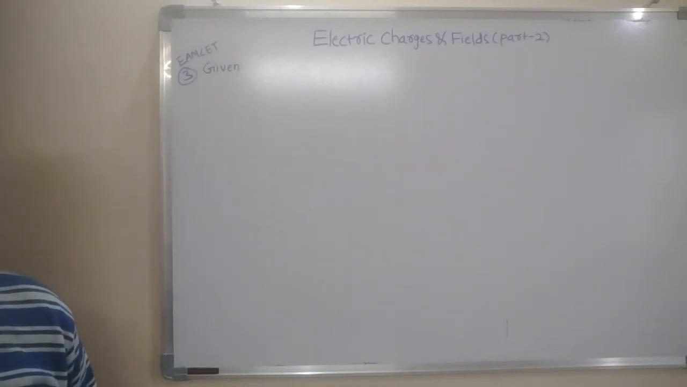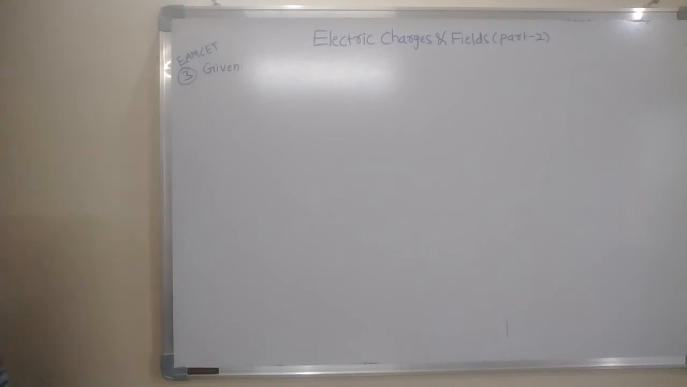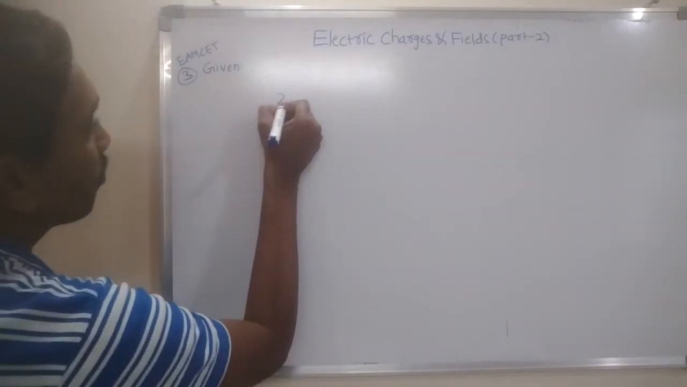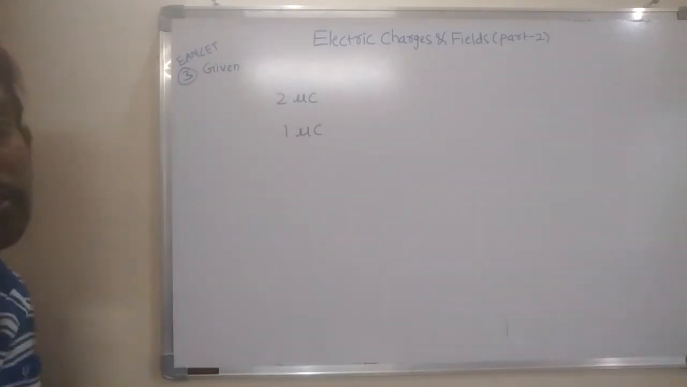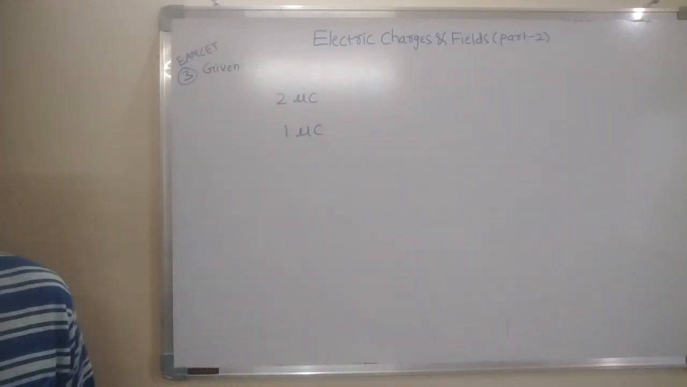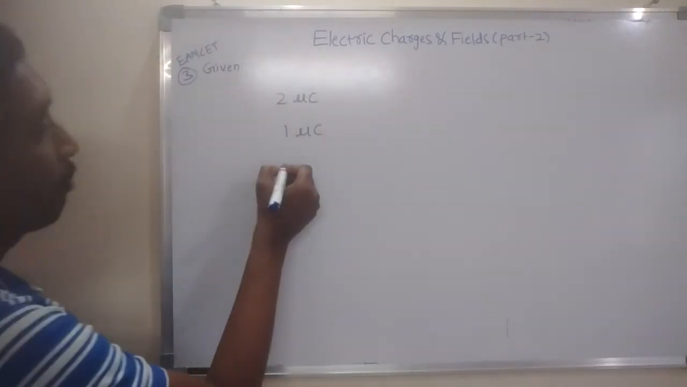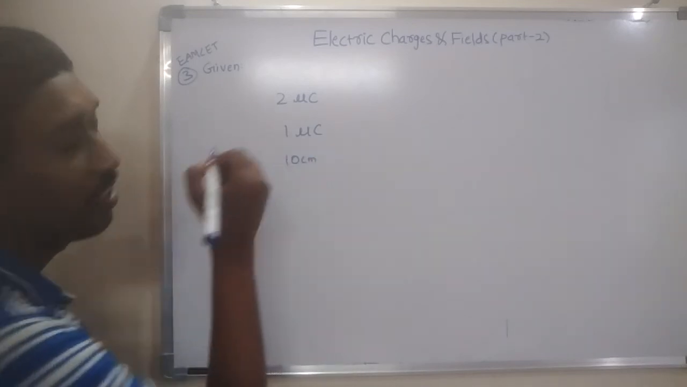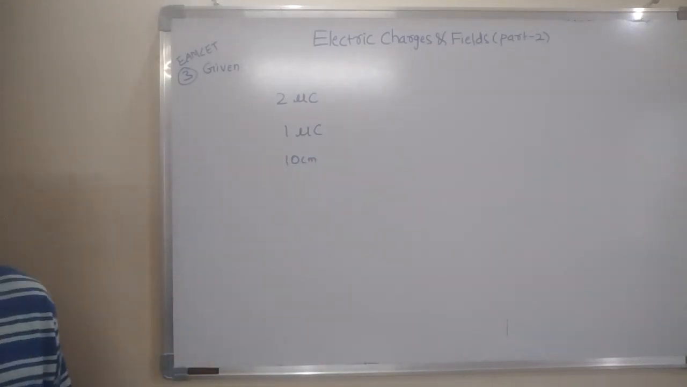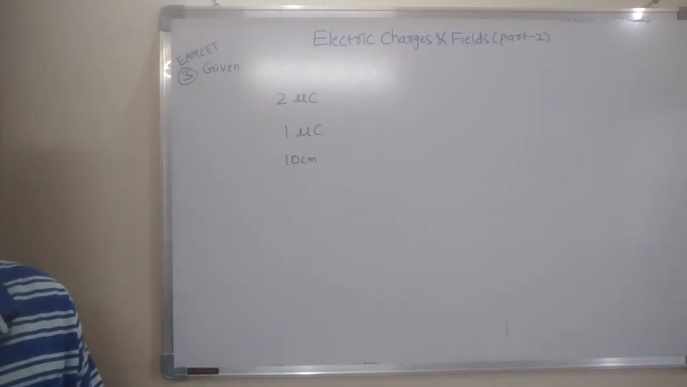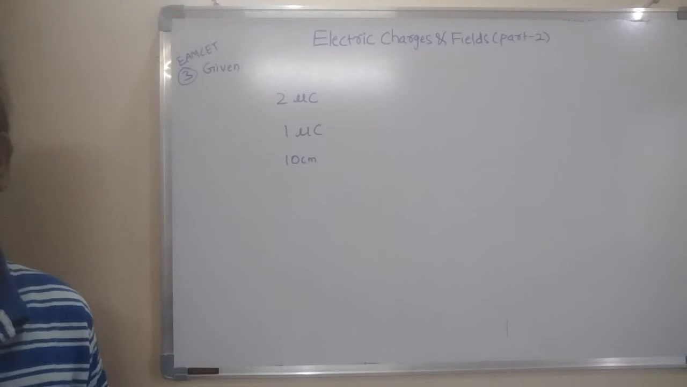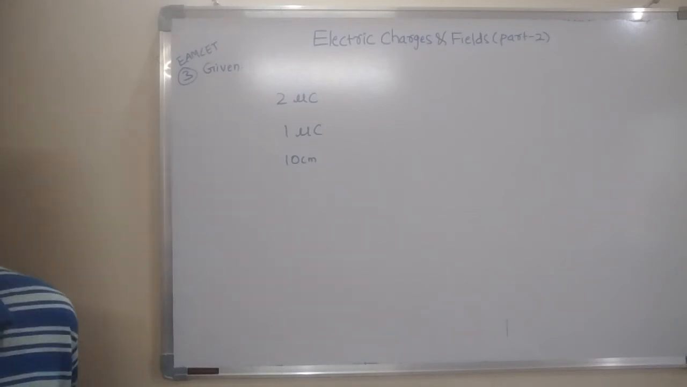Given a simple question: two charges, 2 microcoulomb and 1 microcoulomb, are placed at a distance of 10 centimeter. Find the position of a third charge, from the 2 microcoulomb charge, between them so that it does not experience any force. Does not experience any force means neutral point or null point.